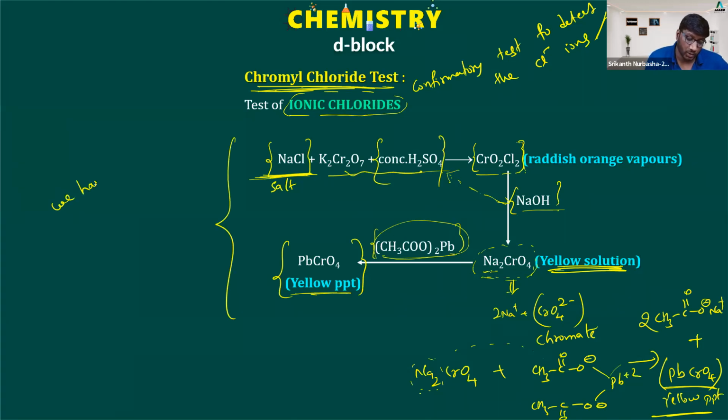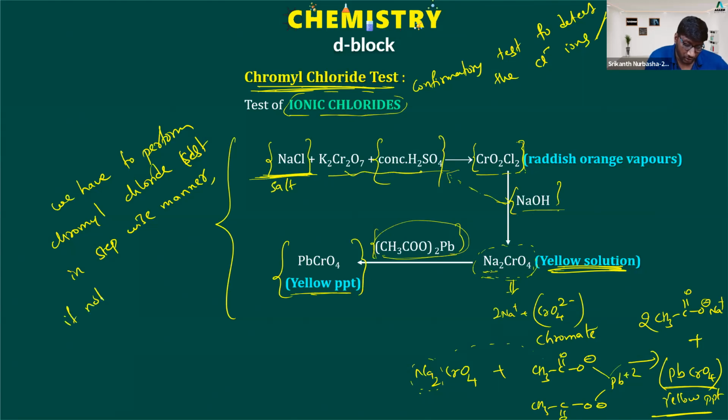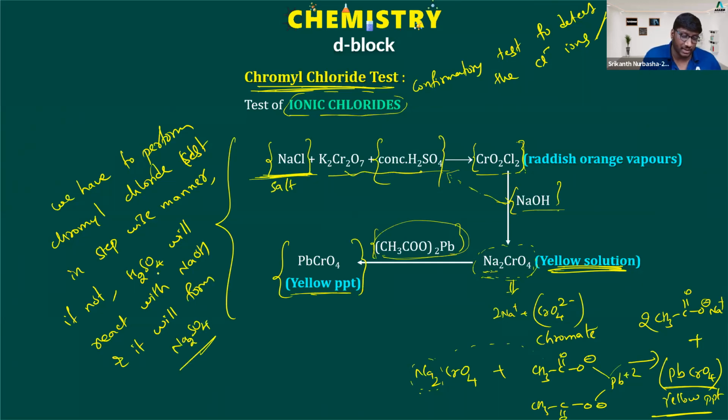We have to perform the chromyl chloride test in a stepwise manner. If not, H2SO4, a strong acid, will react with the strong base and form Na2SO4. H2SO4 is a strong acid or a weak acid?